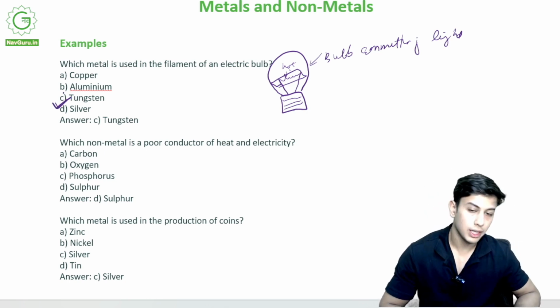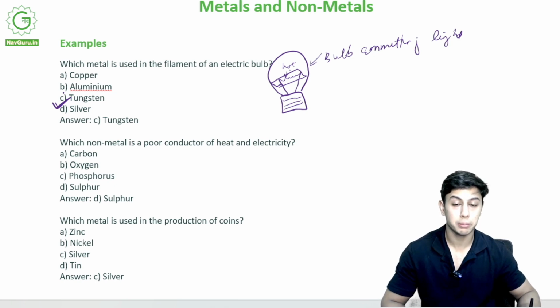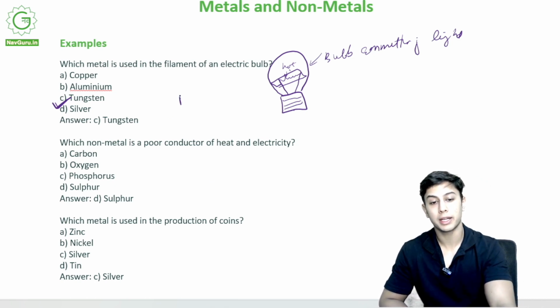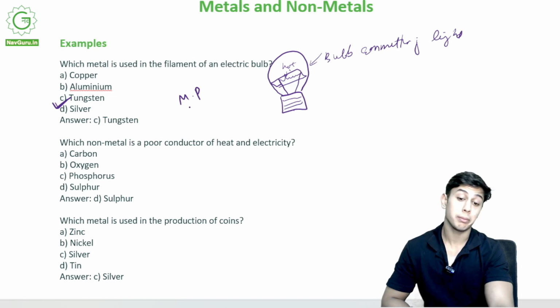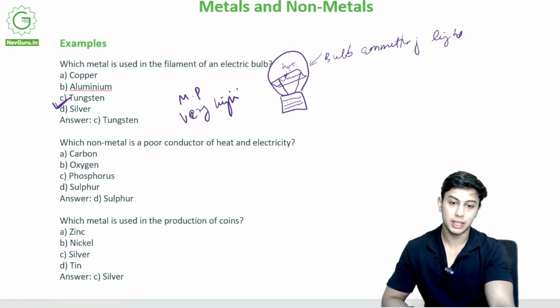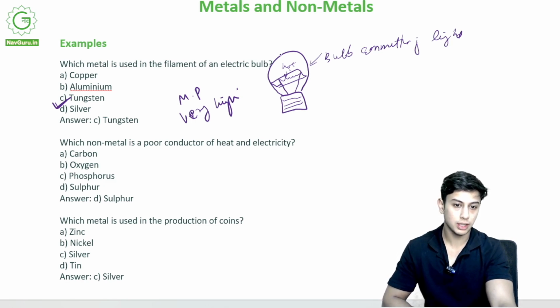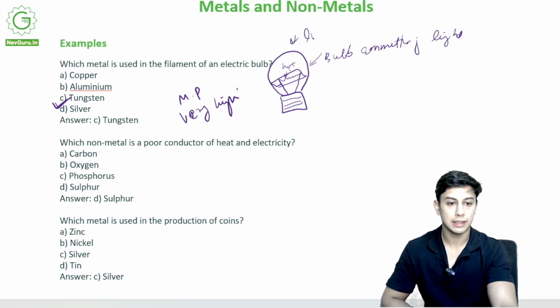Tungsten is a metal that has a very high melting point. What do I mean by high melting point? It can go to a very high temperature and not melt. Generally metals, when they reach a very high temperature, can melt. But tungsten does not, and since it is very hot, it gives out light.